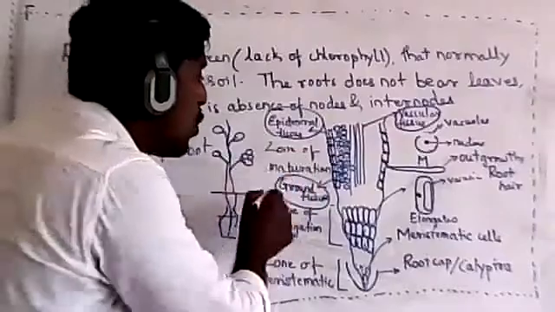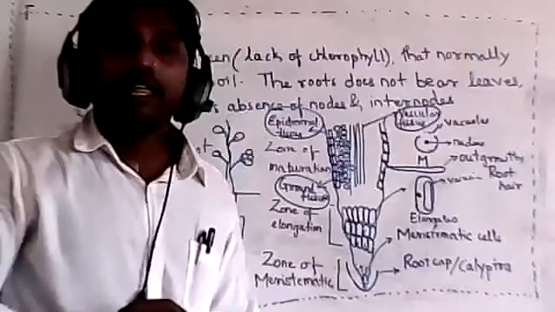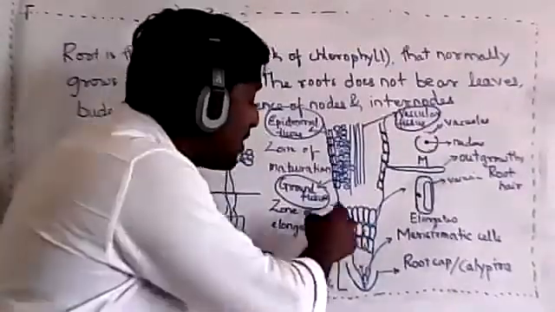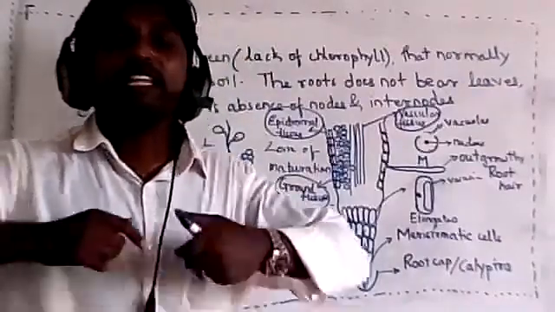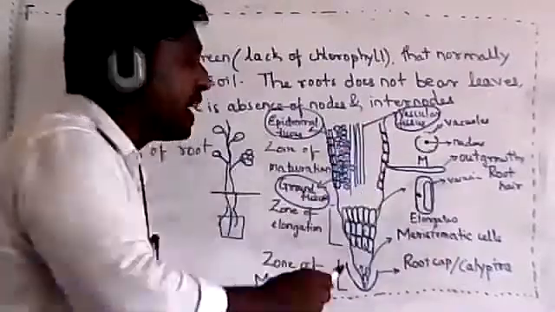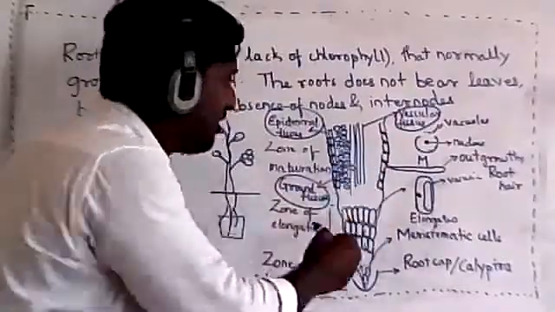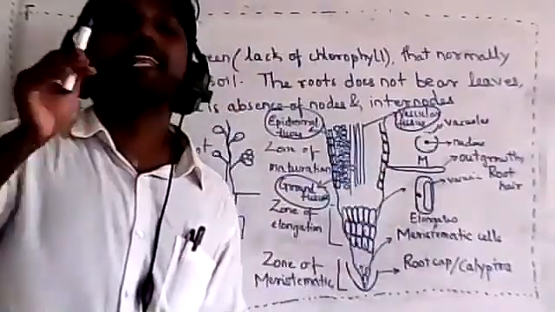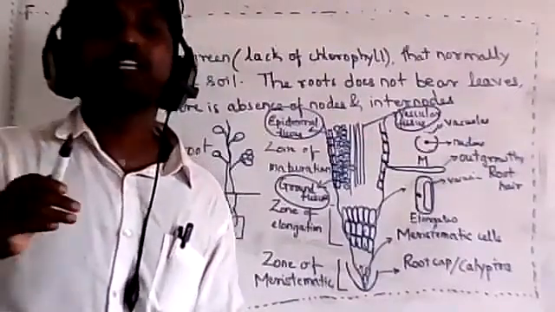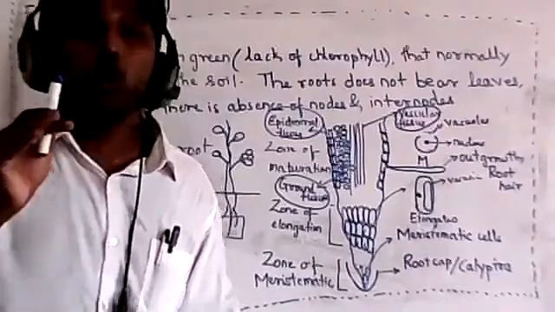Next, the zone of maturation. In this zone there are many types of cells. These elongated cells will differentiate into three types of tissues. This outer layer is called epidermal tissue. This epidermal tissue is the outermost covering of the root.